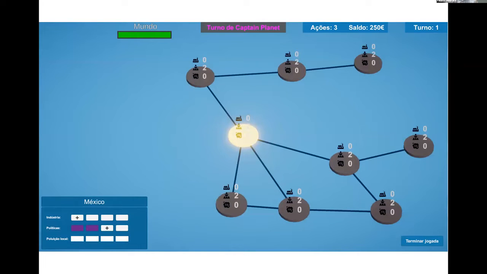So we have a game board with a world map like Risk, and we play the role of businessmen, just like in Monopoly, for instance, where we try to be the wealthiest player. In the turns, the players can build industries. They can also act towards the regional authorities to make them allow or restrict the existence of polluting buildings, and they can also perform cleaning activities in regions.